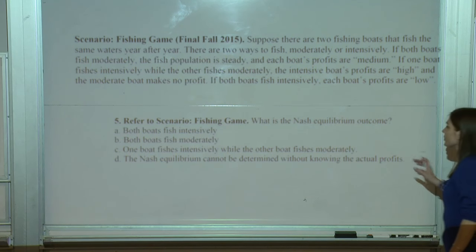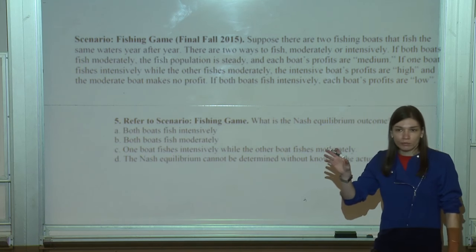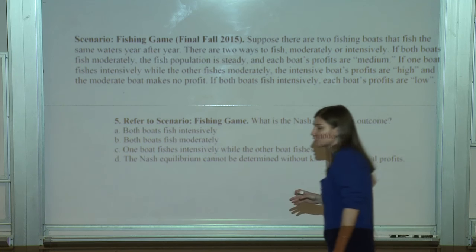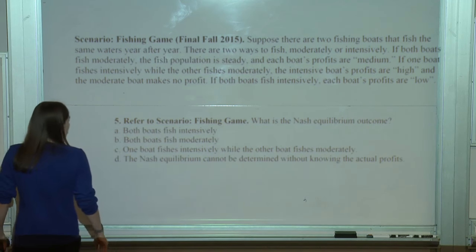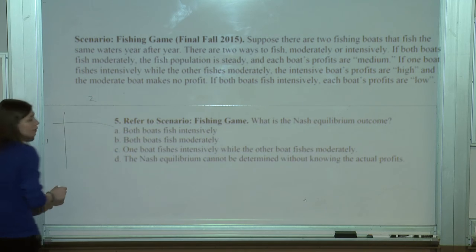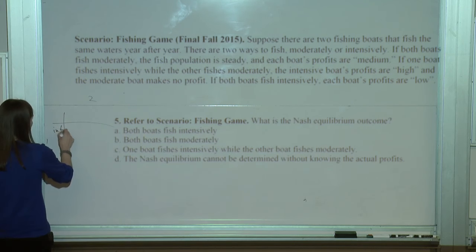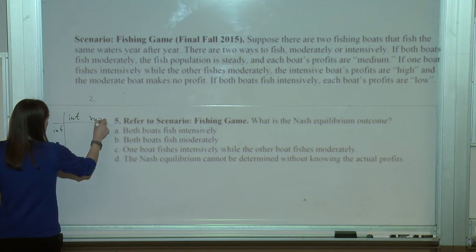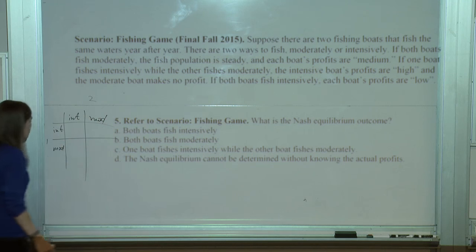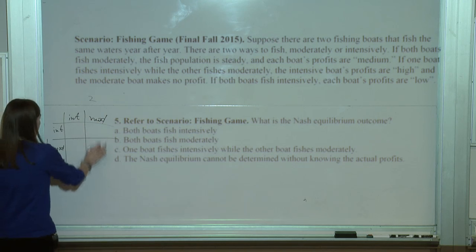All right, the same scenario, but now the question is, what is the Nash equilibrium outcome? Now, the easiest way to do this is to set up the table, right, with each player and their strategies and see what happens. I'll do this here. So we have boat 1 and boat 2, right? They both have two options, either fish intensively or moderately. Now we need to figure out what each boat is going to get as profits in the intersection of all those strategies.